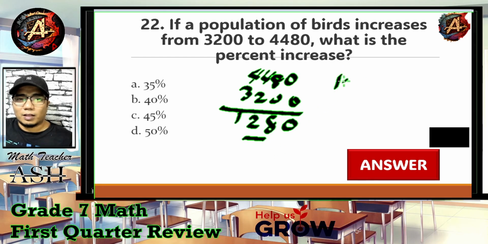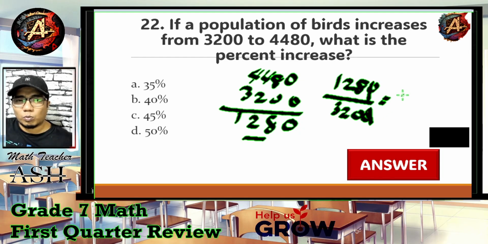Now, in order for you to get the percentage of increase, what you need to do is you get the fraction of 1,280 to its original, which is 3,200. And of course, if you cancel these zeros, you only have 128 over 320. And if you simplify this by 2, just getting the half of this, this will become 64. And you got the half of 320, you have 160. You can still divide this one. If you divide this by 4, this will become 16. And then you divide this one, this will become 40.